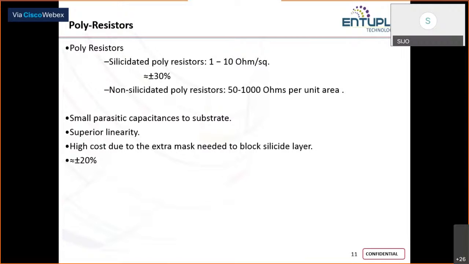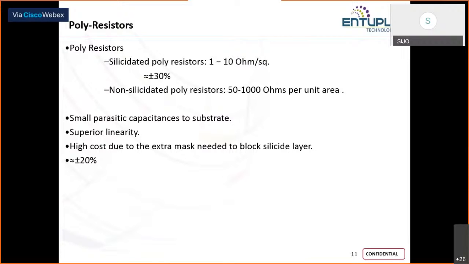Okay, so the advantages of silicided ones are small parasitic capacitance to substrate and superior linearity, but obviously it has a high cost, because we need an extra mask, which we need to block the salicide layer. So these are the advantages. So we also have diffusion resistors.